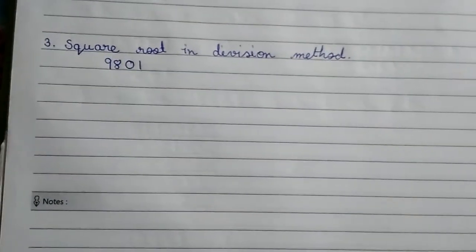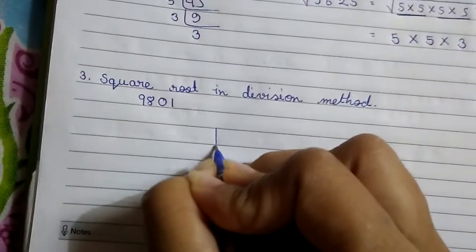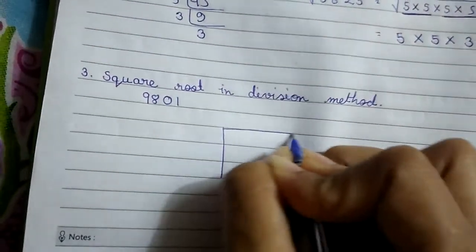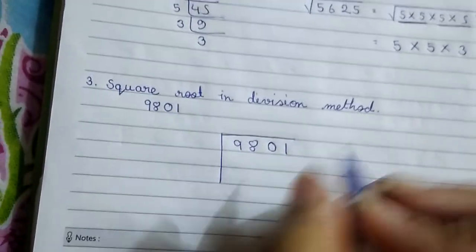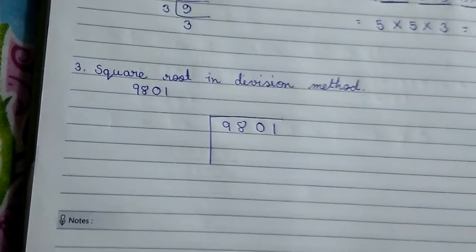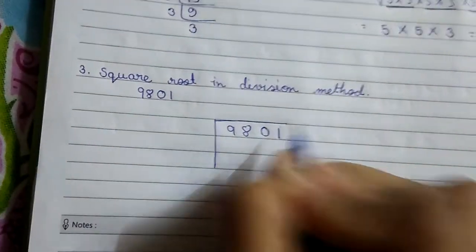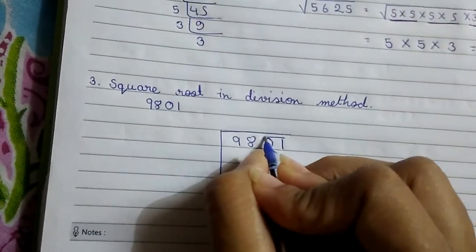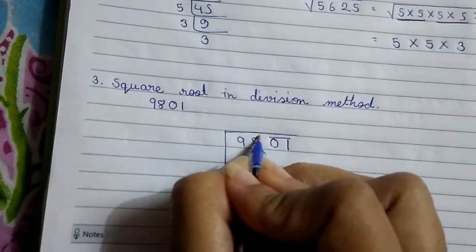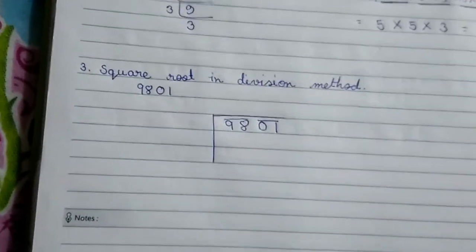Now the next question is the division method. Square root in the division method, you have to do it in a division-like way. You can write 9801 here and then you have to divide it into pairs, taking from the right. That means you take only two digits at a time. So this is a pair and this is another pair. Now we got only 98 as a pair.